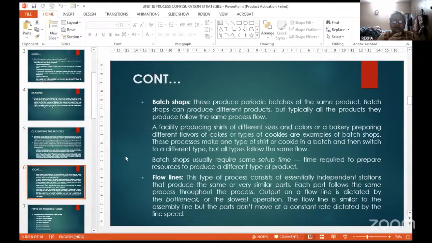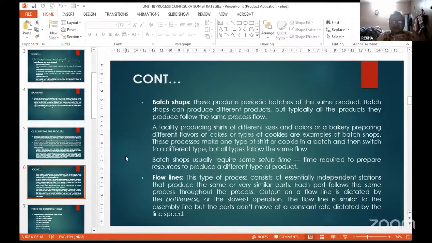Then you have batch shops. These produce periodic batches. It is a bit different from your job shops, where it is mostly individual. But here it is a whole one batch. These produce periodic batches of the same product. Batch shops can produce different products, but typically all the products they produce follow the same flow. For that batch, it will be the same thing. For a job, each job is different.